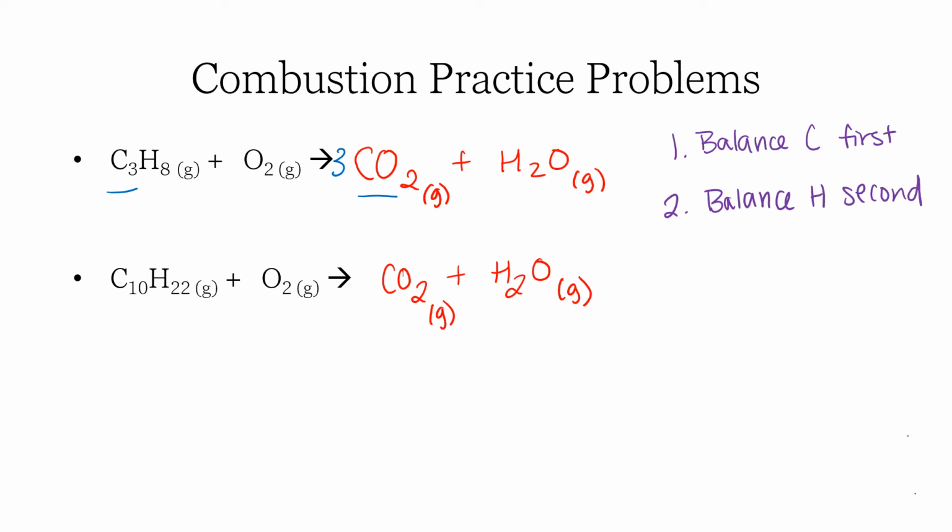So when I look at the hydrogens from my hydrocarbon, I see that I have 8 hydrogens on the reactant side and 2 hydrogens on the product side. So I'm going to add a coefficient of 4 in front of the water molecule. And now we have to balance our oxygens last.